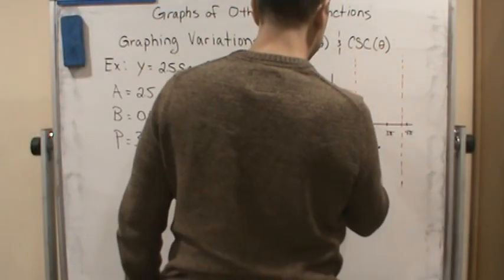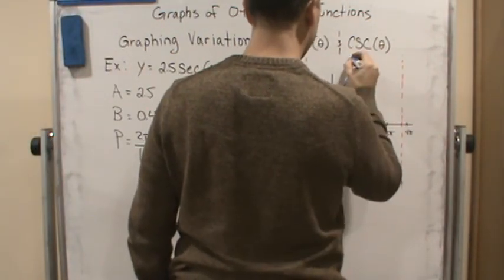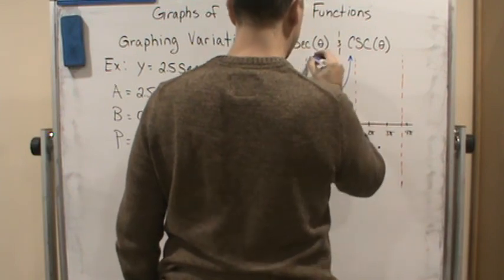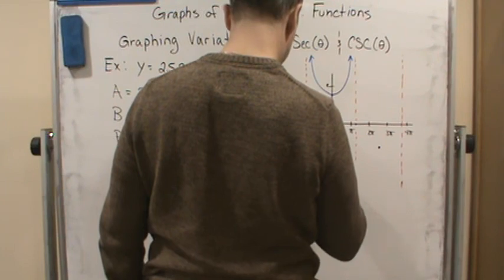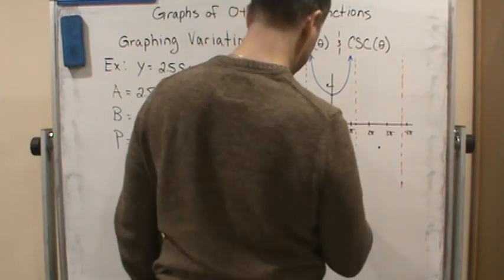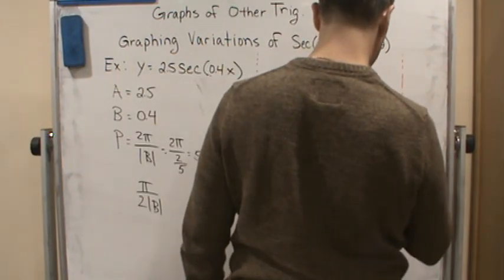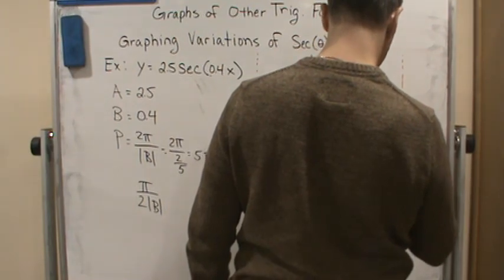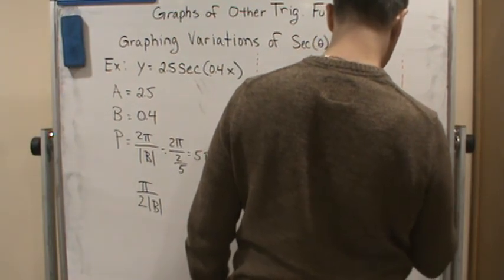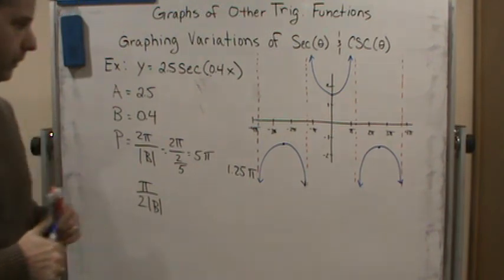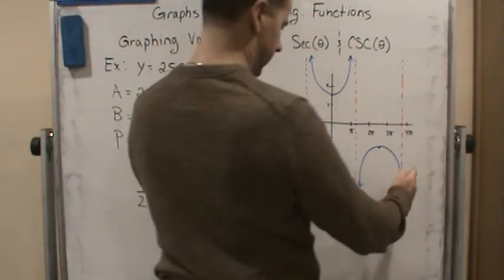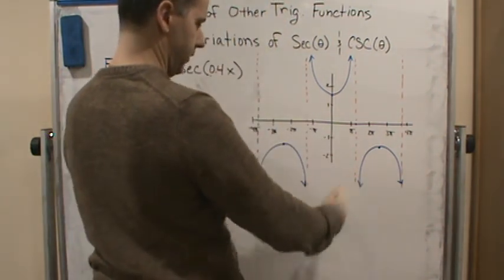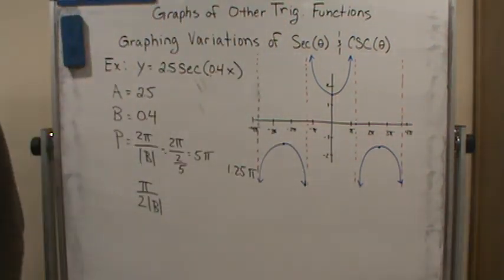And guess what? Now we can sketch the graph. They only asked us to do one period, so either this one or this one would be sufficient.